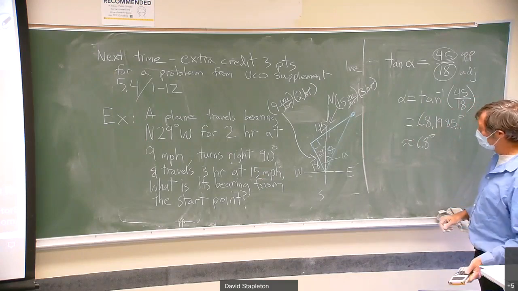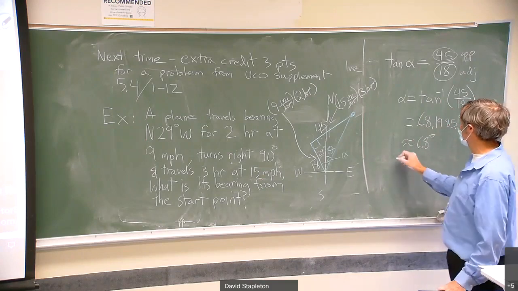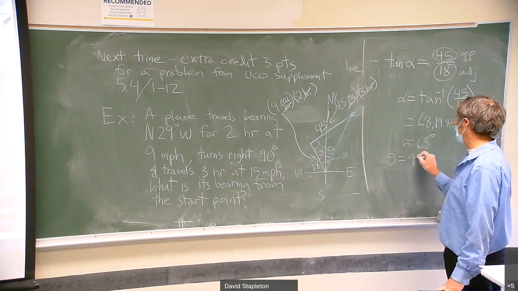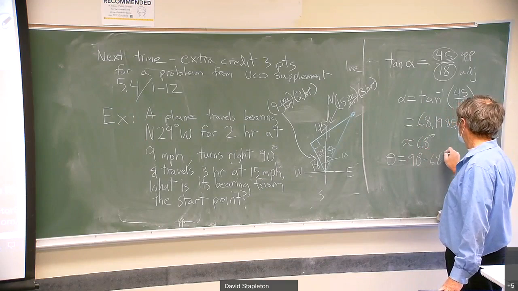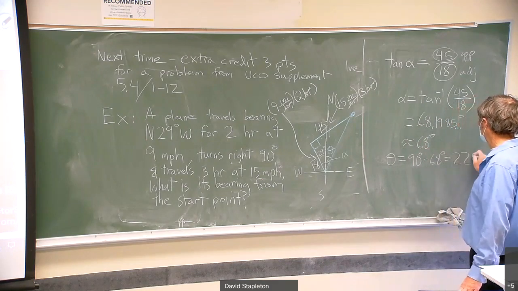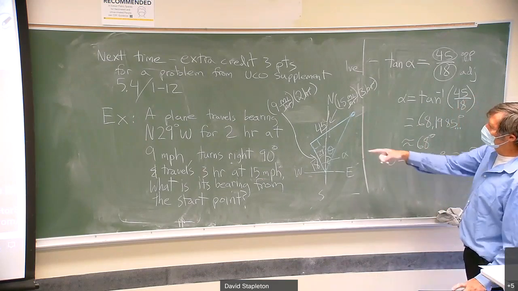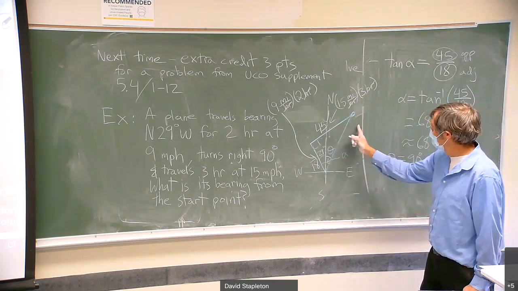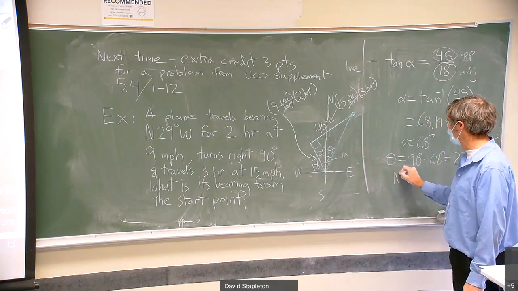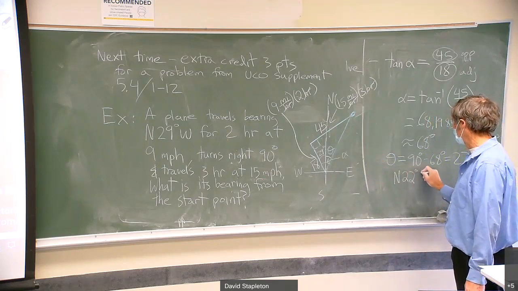All right. Now, what is theta? So theta is 90 minus that. 90 minus 68 degrees gives me 22 degrees. So now my answer is supposed to be the bearing, though, so I'll call that 22 degrees east of north. So I'll put north 22 degrees east.